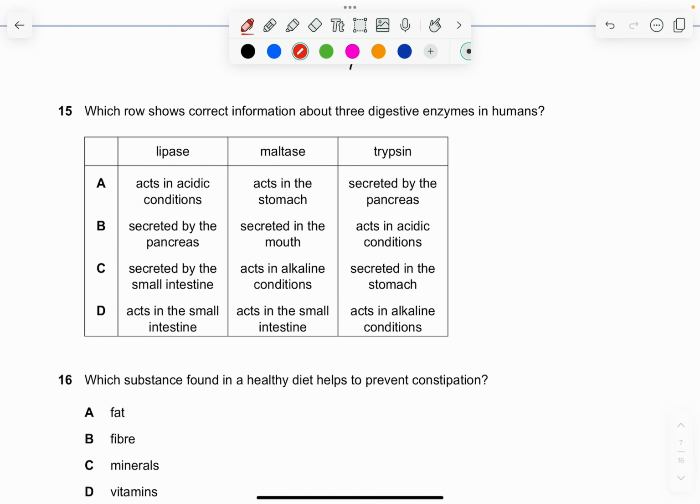So question 15. Which row shows correct information about the 3 digestive enzymes in humans? So lipase, okay, let's read through. So maltase, we see maltase first. Maltase acts in the small intestine, so this one is correct. Trypsin also acts in the alkaline condition, so this one is correct because acidic is wrong. It's not really secreted in the mouth, not in alkaline condition. Acts in the stomach, not really. And then most likely lipase is also acting in the small intestine. So the answer is D.